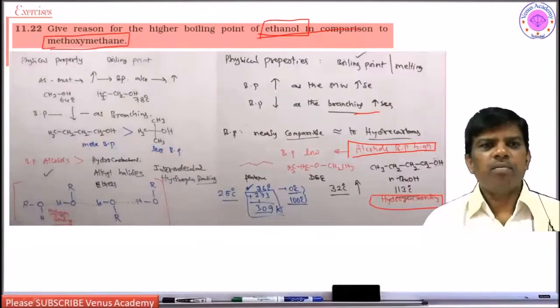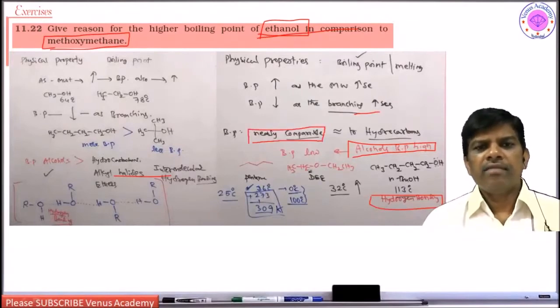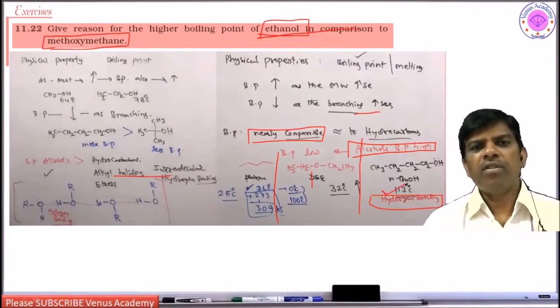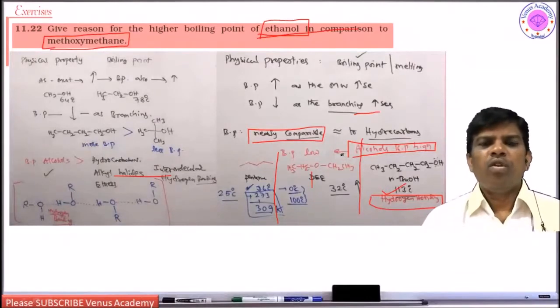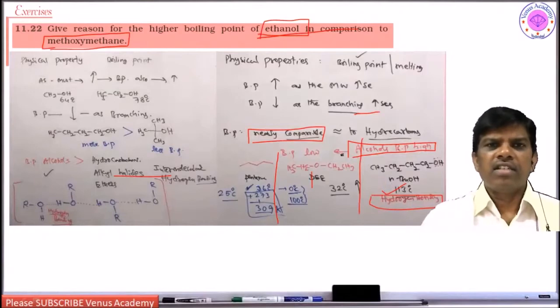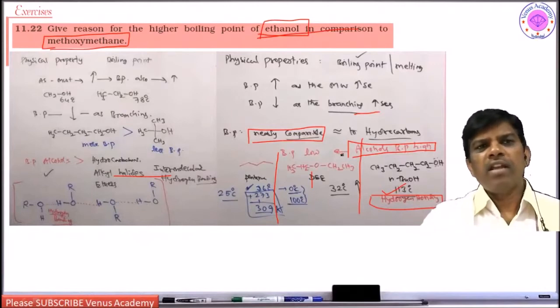So usually for ethers, what is the boiling point? Ether boiling points are more or less the same, nearly comparable to hydrocarbons. For example, the boiling point of pentane is 36 degrees centigrade, the boiling point of diethyl ether is 32 degrees centigrade, and n-butanol is 113. So an alcohol's boiling point is very high because of hydrogen bonding, whereas ethers do not have hydrogen bonding, so their boiling point is lower than alcohols. The straight answer: because of hydrogen bonding, ethanol is going to have a higher boiling point. Methoxymethane has no hydrogen bonding, so a lower boiling point.